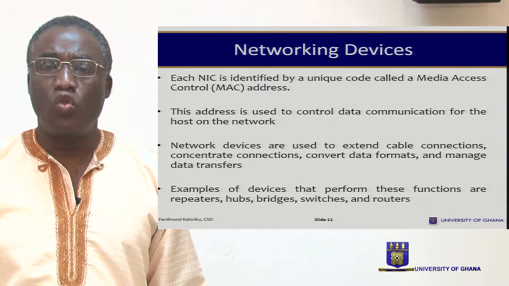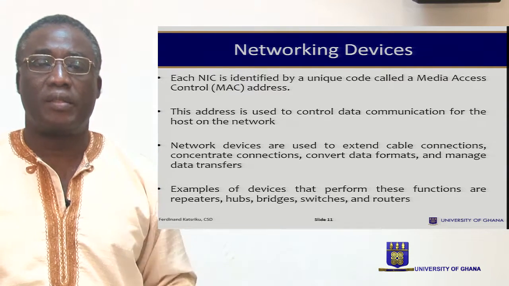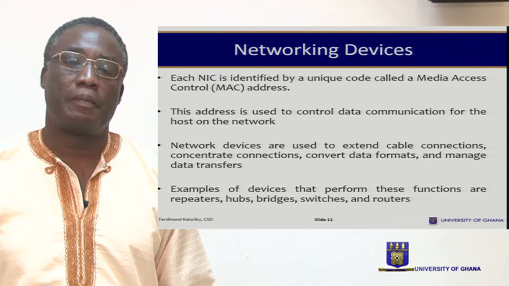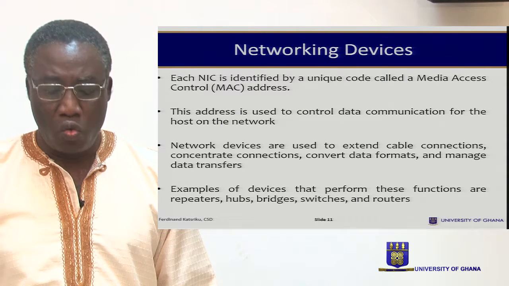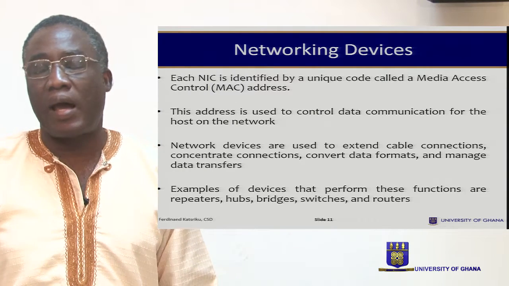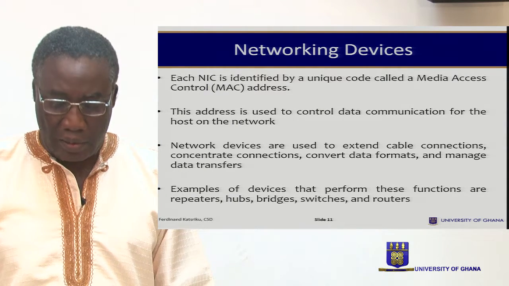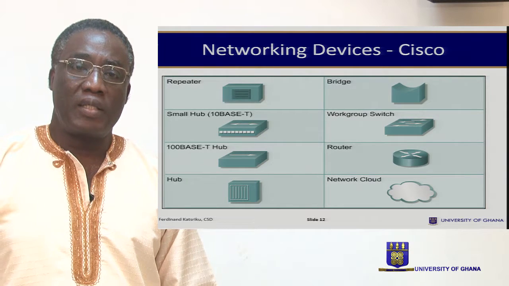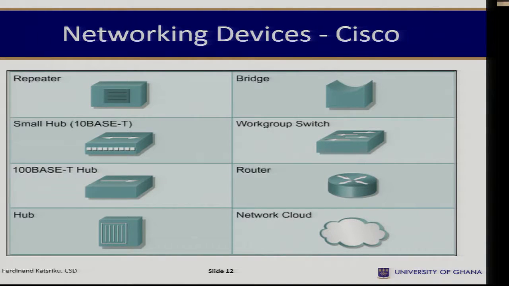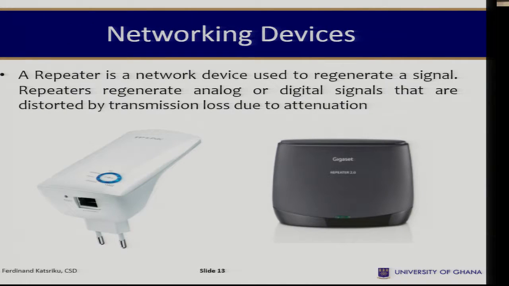Network devices are used to extend cable connections, concentrate connections, convert data formats, and manage data transfers. Examples of network devices include repeaters, hubs, bridges, switches, routers, and so on. This diagram shows you examples of Cisco devices, how they are diagrammatically represented. So let's look at some of these networking devices.